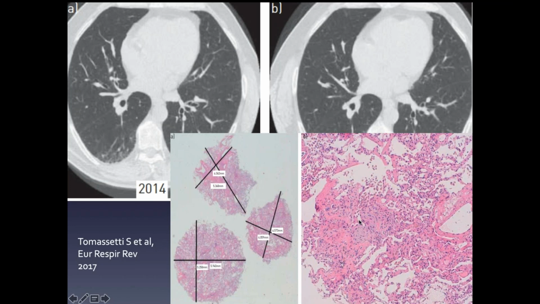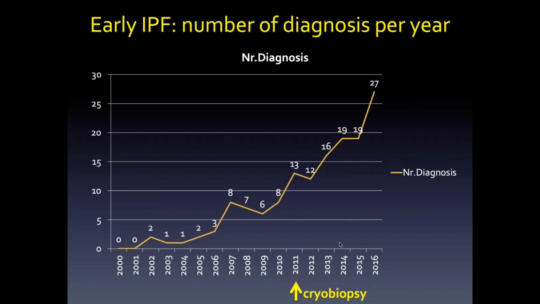And you can see here fibroblastic foci and patchy fibrosis. When you perform cryobiopsy in this subject and you have a diagnosis, you could be confident on a diagnosis of UIP pattern only if you find pleura in the specimens. And this is our experience. We have an increase of early IPF diagnosis using cryobiopsy from 2011 to 2016.